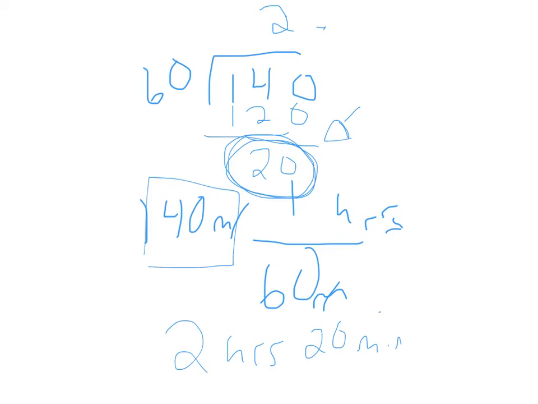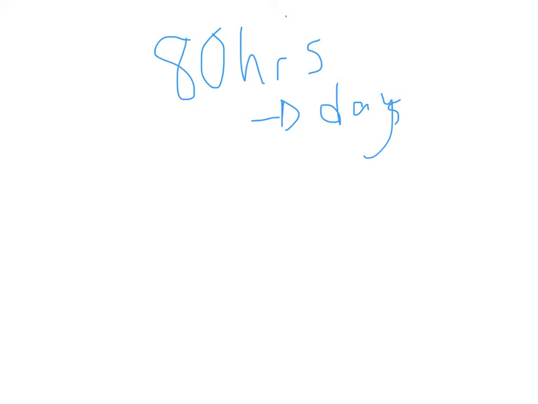So that's the only thing that changes as far as conversions. We do conversions just like normal, but instead of doing it with decimals, we're going to use that remainder to tell us how many minutes are left. Let's do one more, and I want you to practice this one with me. Okay, the one I want you to practice with me is 80 hours. We're going to convert that into days.